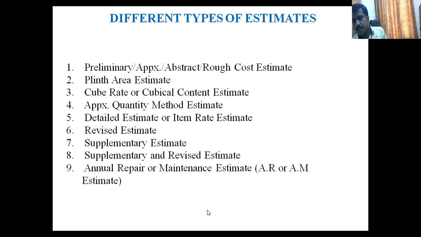So in the different types of estimate, what are the various types we have in our day-to-day life? If you see this presentation, we have a total of 9 different types of estimates. A few of them we are going to discuss in detail, and for a few we are taking only the introduction. The first type of estimate we call the preliminary, also called approximate, abstract, or rough cost estimate. The second one is the plinth area estimate.